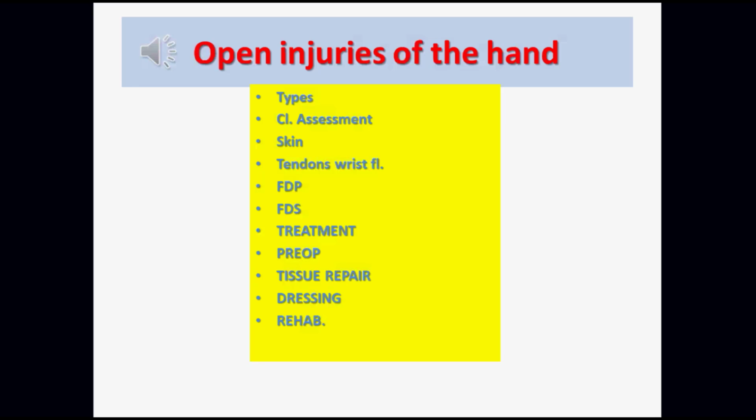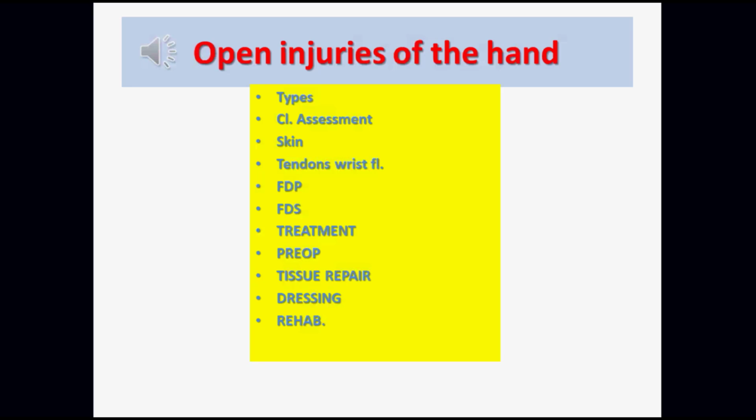Flexor digitorum profundus flexes the distal interphalangeal joint and is tested by stabilizing the proximal interphalangeal joint and asking the patient to flex the distal joint. Flexor digitorum superficialis flexes the proximal interphalangeal joint and is tested by holding the other fingers in full extension and asking the patient to flex, so that the flexor digitorum profundus action is abolished. Fracture is very important to assess.